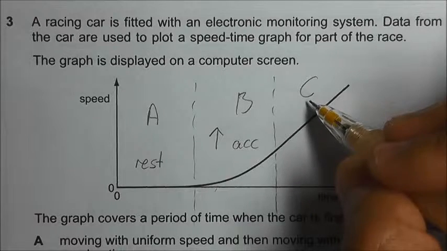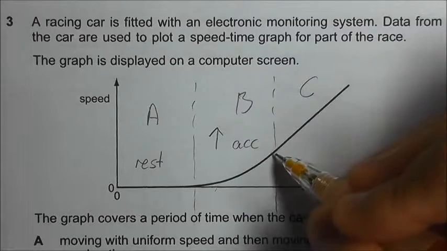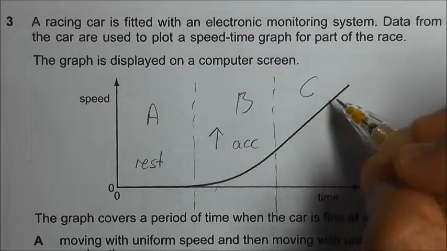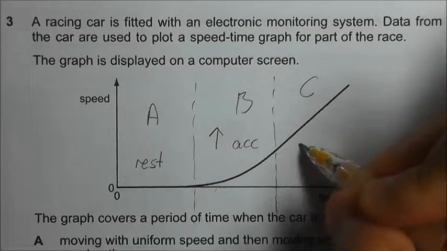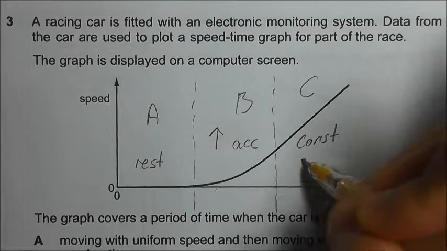And for section C, it is a straight line. So the gradient is constant. This will be constant acceleration.